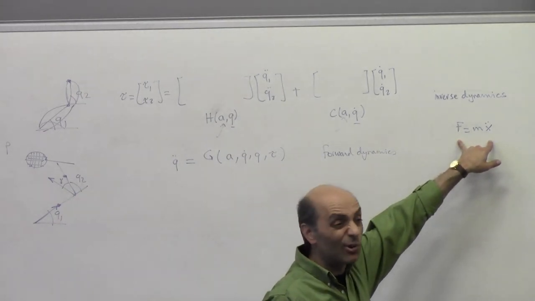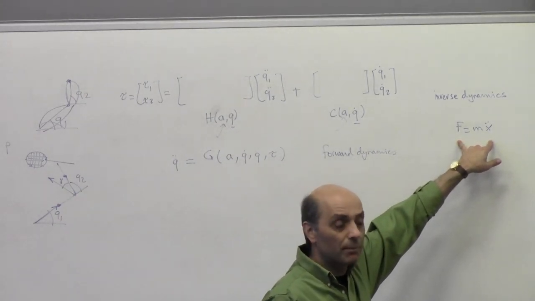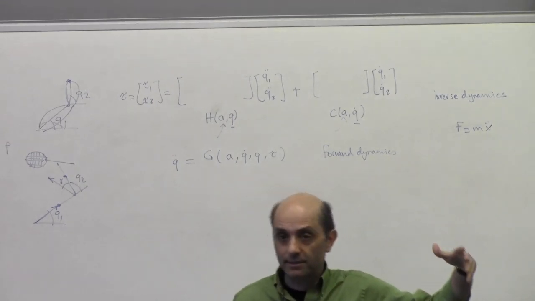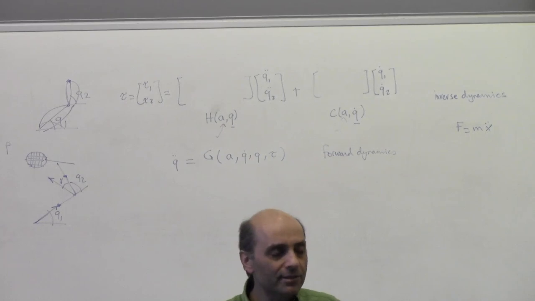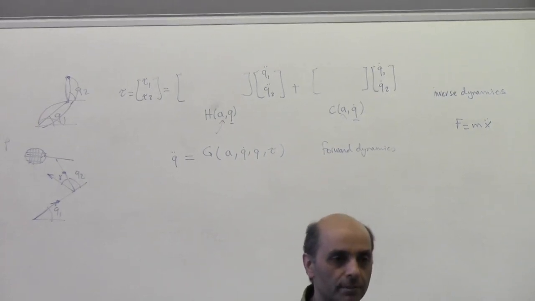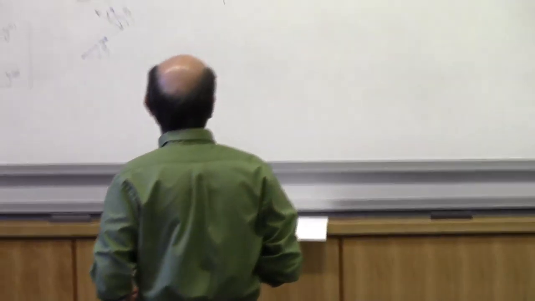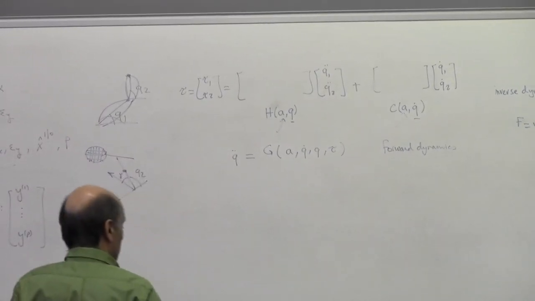But I'm writing it in the coordinate system of this complicated system. It's not a point mass. It's this multi-link system. But really, that's what I'm writing. I'm writing F is equal to ma in joint coordinates. That's called inverse dynamics. If I now solve for Q double dot, what I would be writing is forward dynamics.